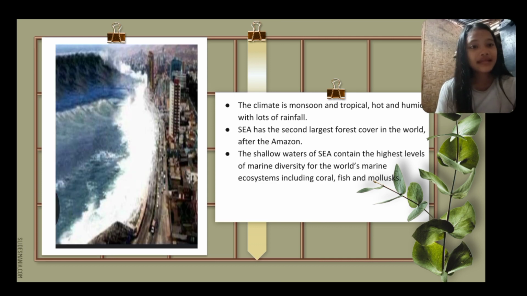The climate is monsoon and tropical, hot and humid with lots of rainfall. Southeast Asia has the second largest forest cover in the world after the Amazon. First is the Amazon and second is Southeast Asia. Then the shallow waters of Southeast Asia contain the highest levels of marine diversity for the world's marine ecosystems, including coral, fish, and mollusks.